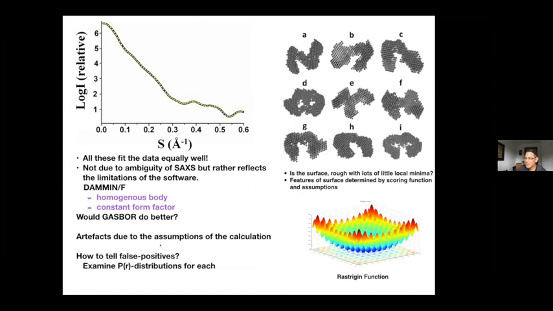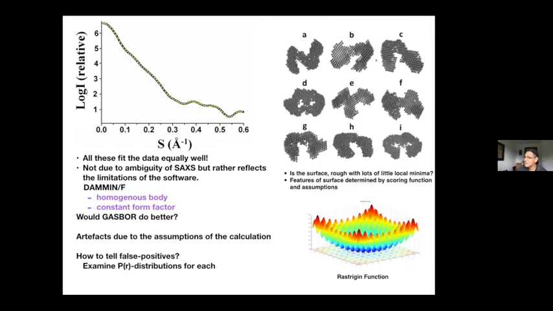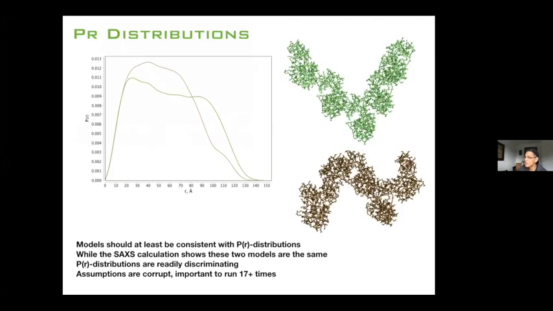So would GASBOR do any better? I mean, these artifacts are due to the assumptions that are made in the calculation. How do you tell a false positive? So the way you can think about it is just simply looking at the P of R distribution, because these things will have different distribution functions. And when we compare a shape like this to this one, even though they would have similar SAXS profiles based on that homogeneous body approximation, you can see the P of R distributions are completely different. So this tells you right there alone, there's limitations to that homogeneous body, right? And we should be really careful with how we interpret these ab initio modeling runs.